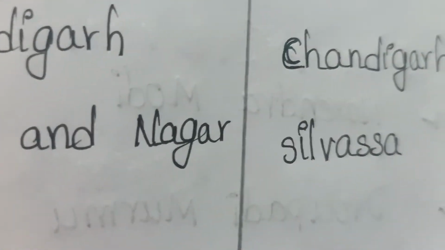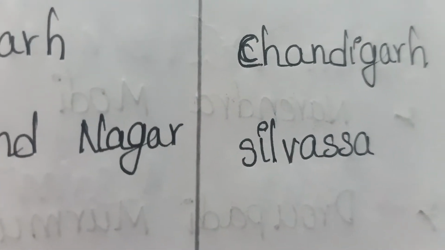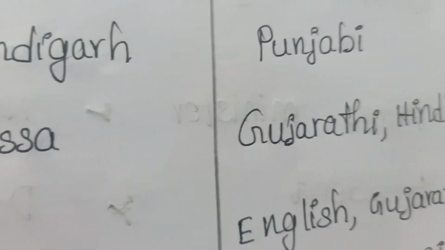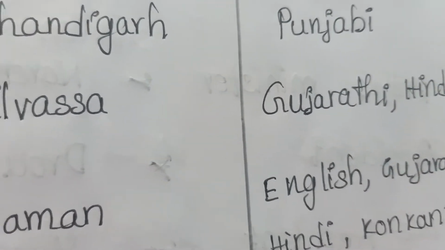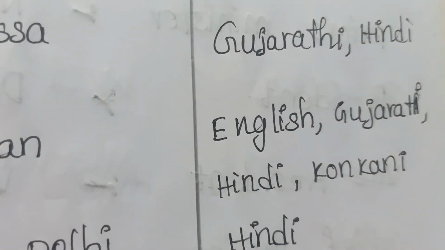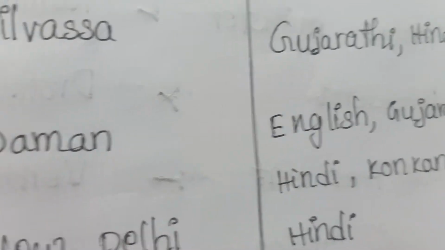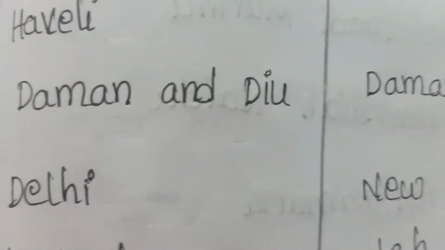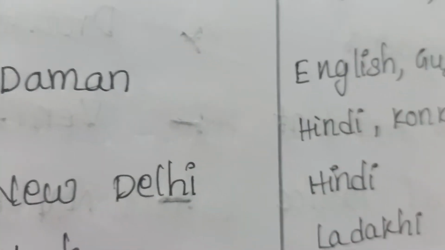Dadra Nagar Haveli, capital Silvassa, languages Gujarati, Hindi. Daman and Diu, capital Daman, languages English, Gujarati, Hindi, Konkani. Delhi, capital New Delhi, language Hindi.